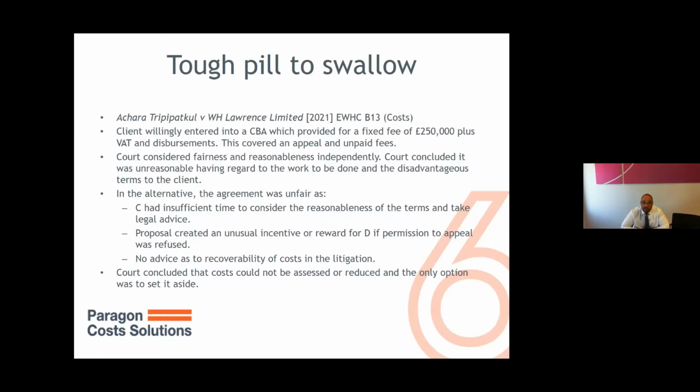And the court had to consider, first of all, as I described earlier, section 61: was the agreement fair and reasonable? And the court concluded this is a two-stage test. You should look at the two independently. You should first consider reasonableness and secondly consider fairness. And therefore you should almost put aside fairness when considering reasonableness because they are separate tests.